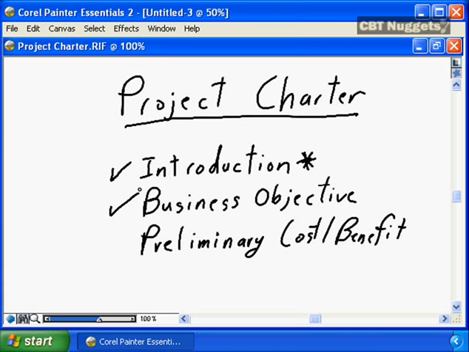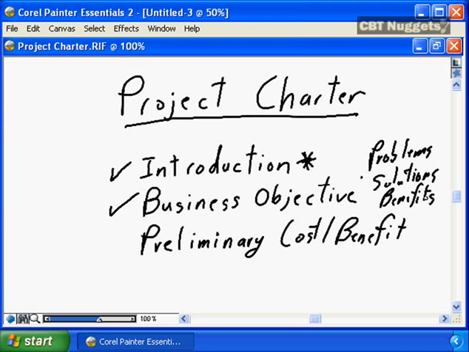The main component of the project charter is going to be the business objectives. Here are the business requirements. Here are the current problems that are being encountered in the business. Here are the anticipated recommendations. Here are the recommended solutions for the project. Here is how the business is going to benefit from the project. Again, this business objective needs to identify the problems, the solutions, and the benefits.